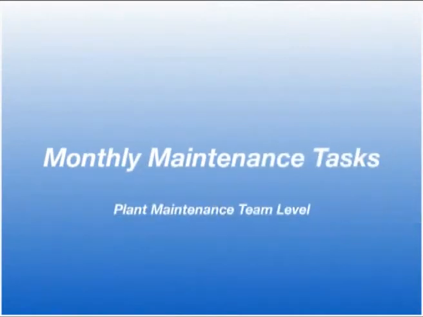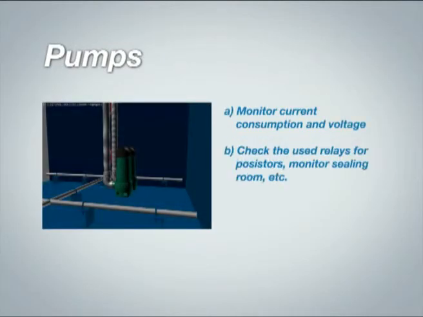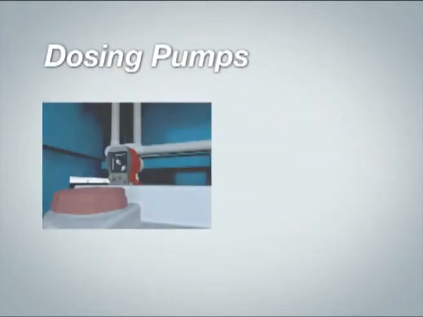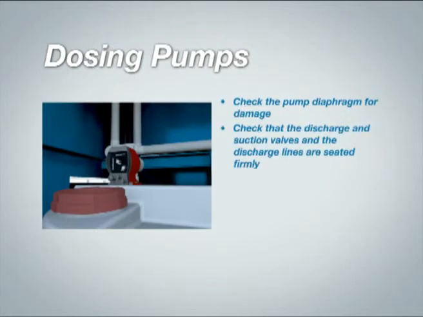Monthly maintenance tasks. Plant maintenance team level. For pumps, monitor current consumption and voltage. Check the used relays for resistors, monitor sealing room, etc. For dosing pumps, check the pump diaphragm for damage. Check that the discharge and suction valves and the discharge lines are seated firmly.